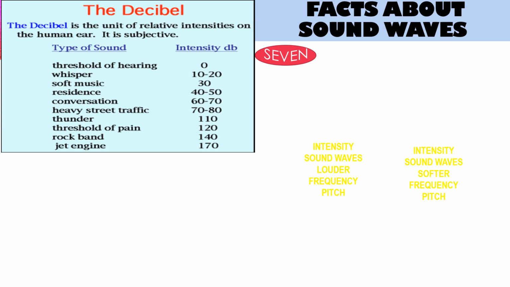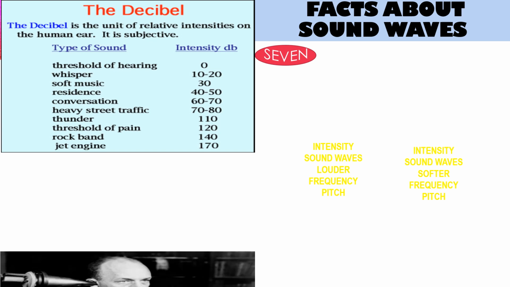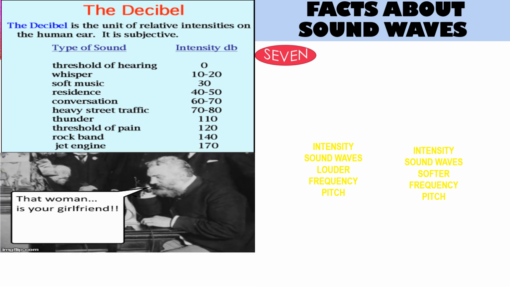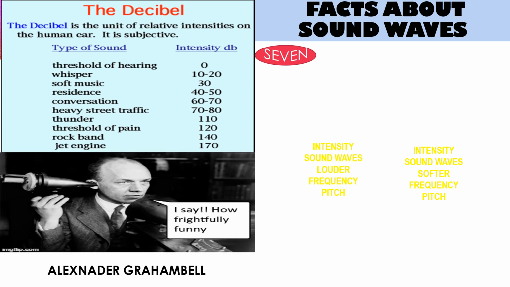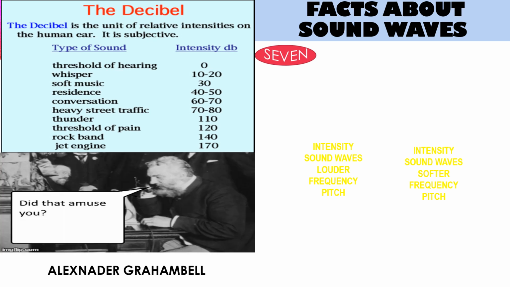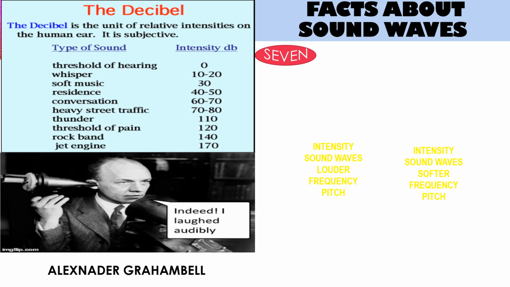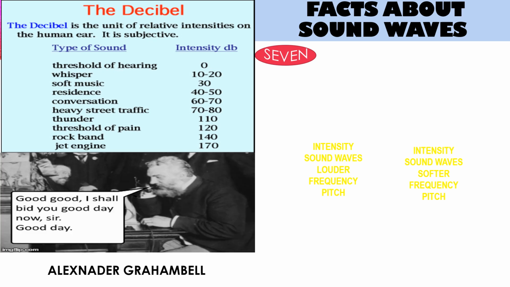Ito lang ang kayang i-hold ng tenga natin, up to 120, but it's already painful. Okay? Now, who is the man who invented or came up with the unit of decibel? Of course, it is no other than Alexander Graham Bell. So, Alexander Graham Bell is the reason kung bakit tayo nagte-telephone ngayon, kasi siya yung nakaimbento nun. Kaya nga siya yung nag-provide ng unit ng sound.